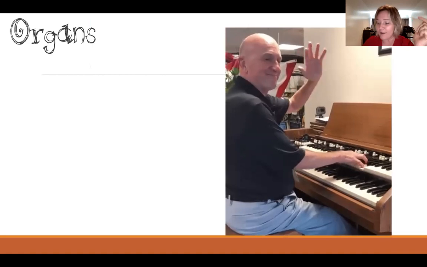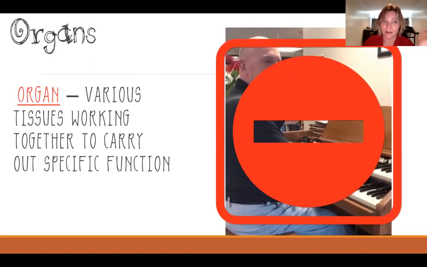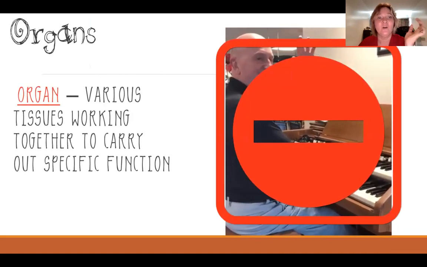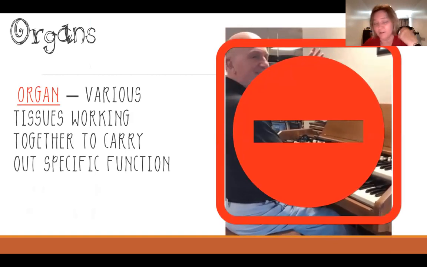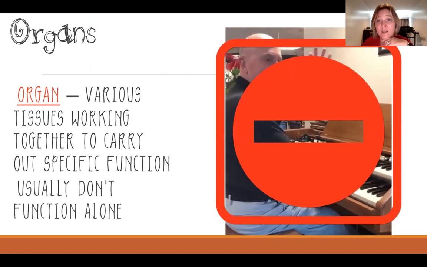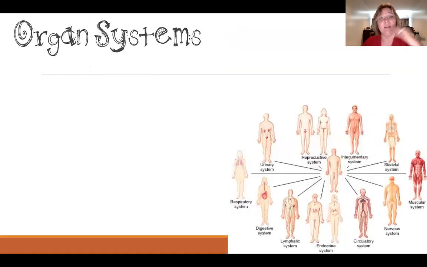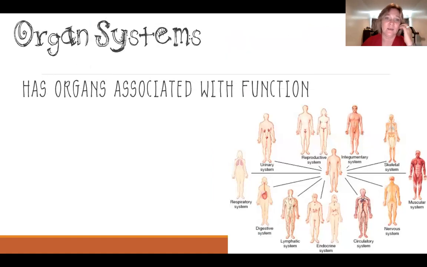All right, so remember we go from cells: cells combine to form tissues, tissues combine to form organs, not that kind of organ. An organ is various tissues working together to carry out a specific function, and they usually do not function alone. And finally, organs come together to form organ systems.